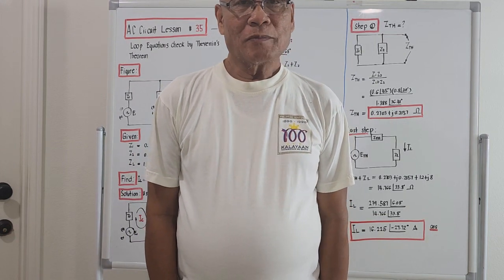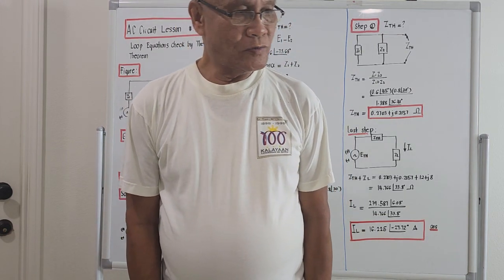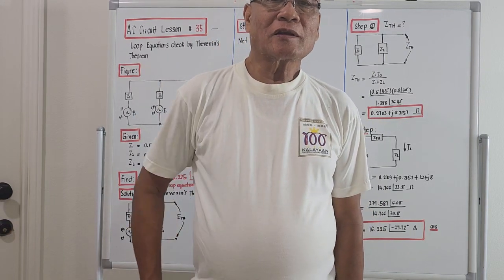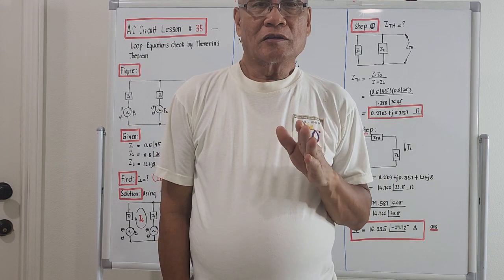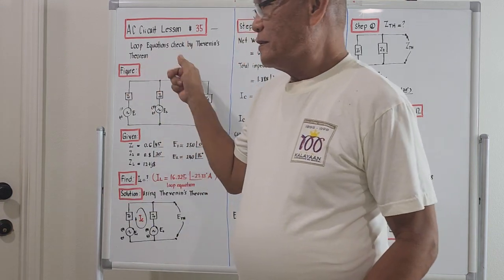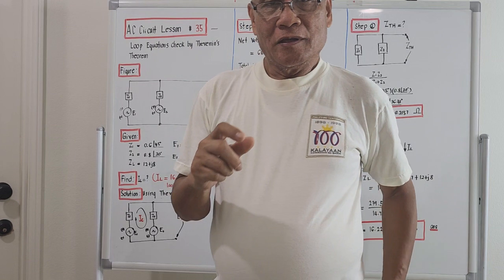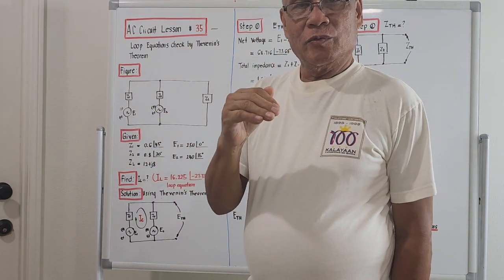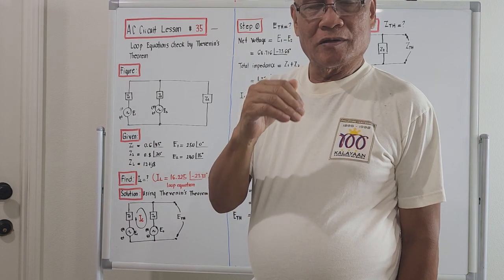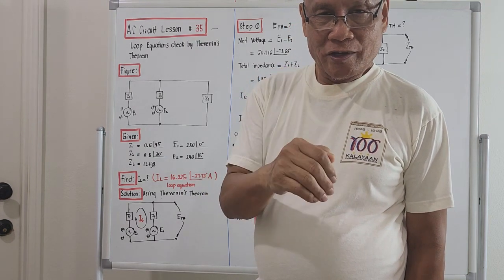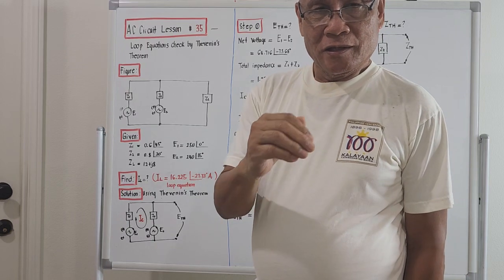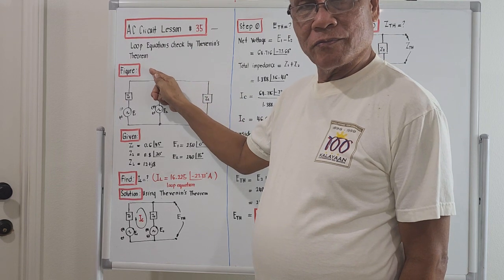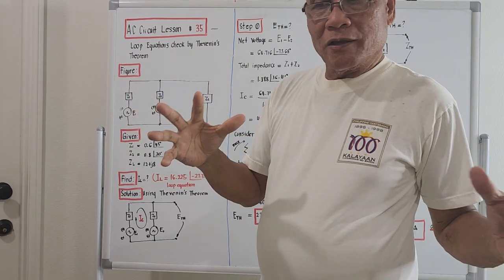My next topic will be a long video format discussion on alternating current circuit. We are running smooth on alternating current circuit. This will now be lesson number 35. The title of the topic will be loop equations. We check the solution of loop equations by using Thevenin's theorem to check its validity. So the title is actually loop equations checked by Thevenin's theorem. Okay, let's proceed.